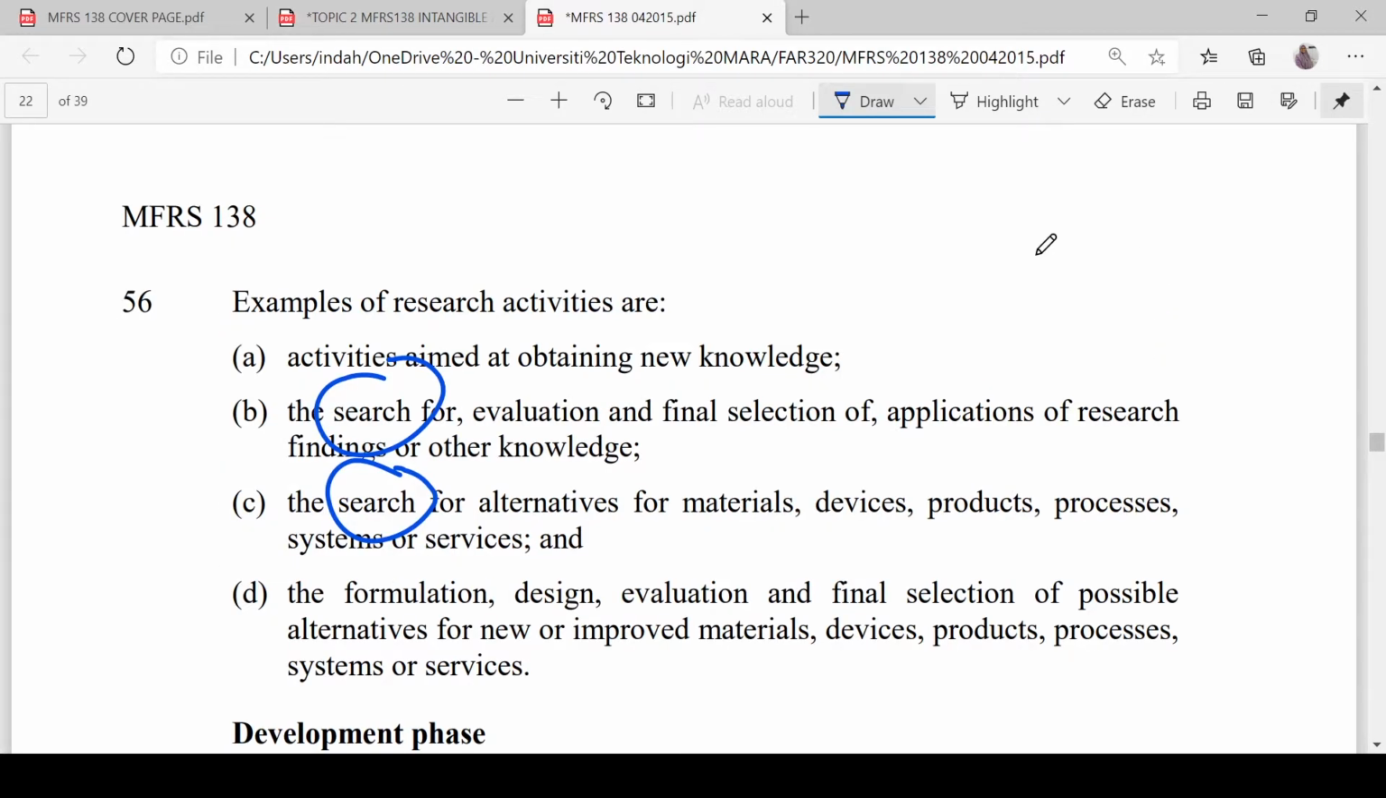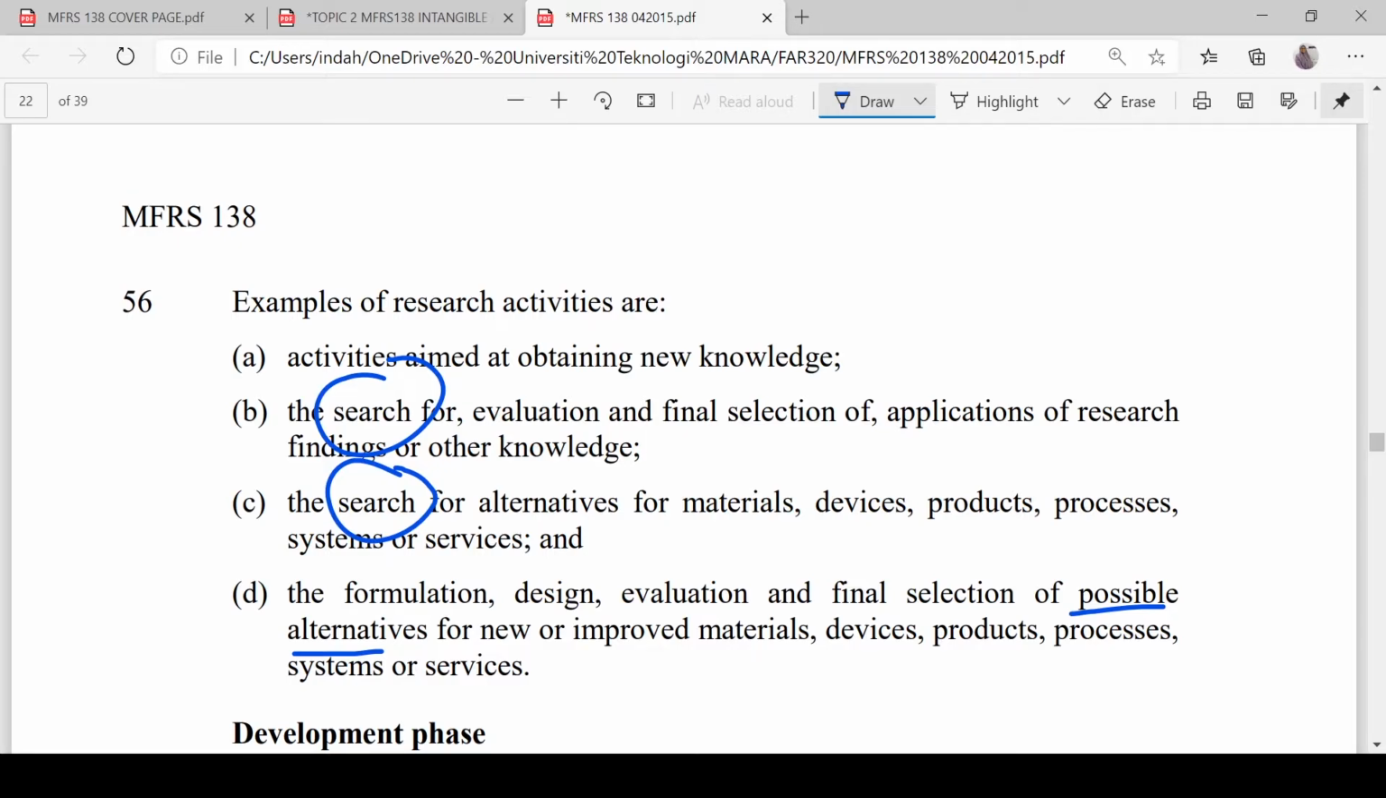MFRS 138. Examples of research activities are activities aimed at obtaining new knowledge, the search for, evaluation, and final selection of application of research findings or other knowledge, the search for alternatives for materials, devices, products, processes, systems or services, and the formulation, design, evaluation, and final selection of possible alternatives for new or improved materials, devices, products, processes, systems, or services.